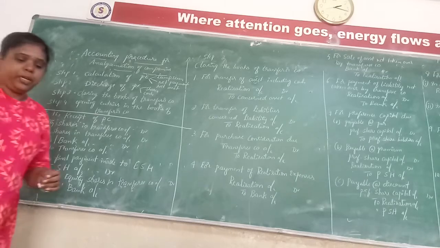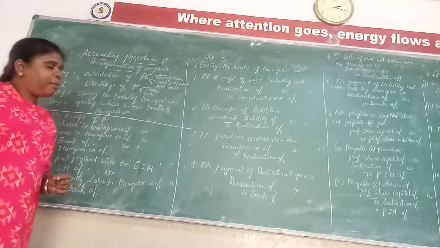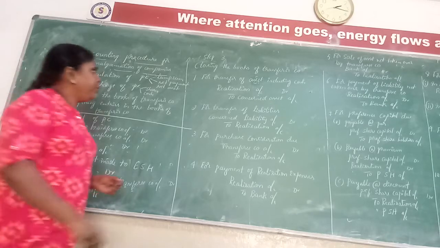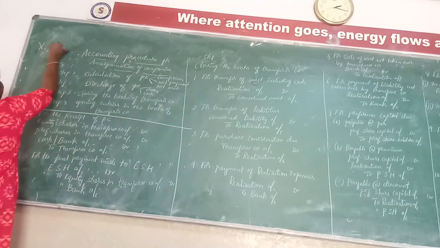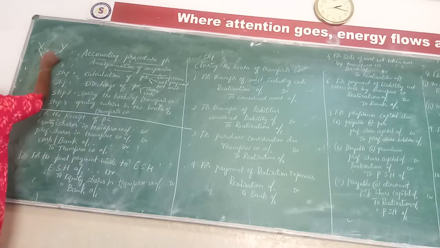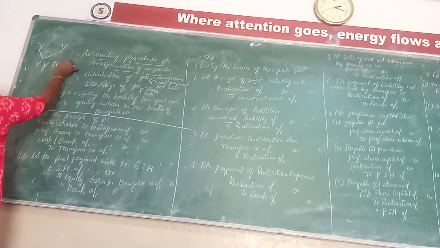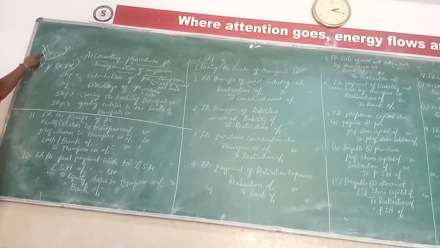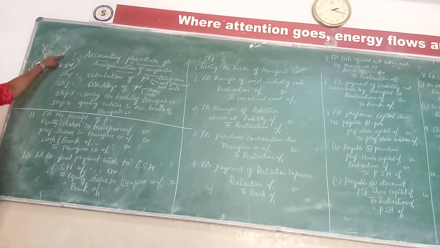Good morning students. Today we are going to study in detail the accounting procedure for amalgamation of companies. Yesterday I told you, if X company is there and Y company is there, and both companies are going to combine and form a new company called XY Company Limited, in this case X company is called the transferor company, and Y company is also called a transferor company, meaning the selling company. Both are going to combine and form a new company called XY Company Limited. So XY Company Limited is called the transferee company, and X and Y companies are the transferor companies.